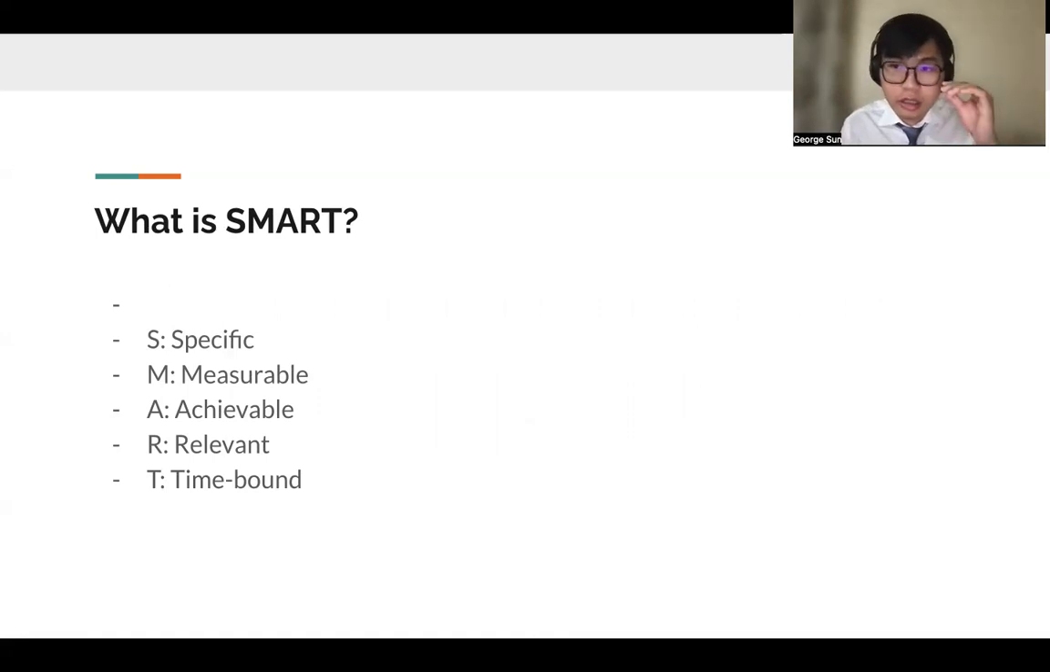Now, this is an important concept. We use SMART in strategic planning. It has to be specific, it has to be measurable, it has to be achievable, relevant, and time bound for your goals.